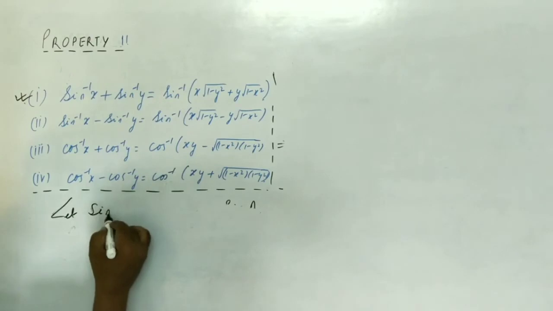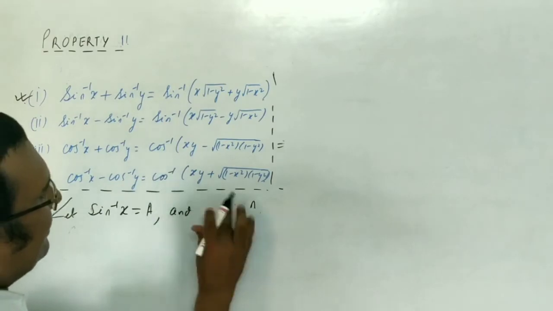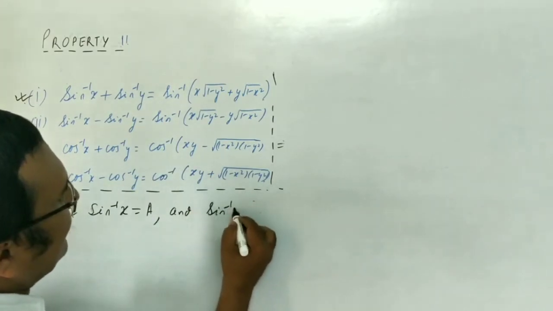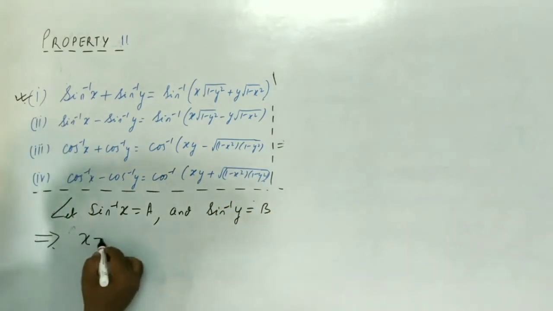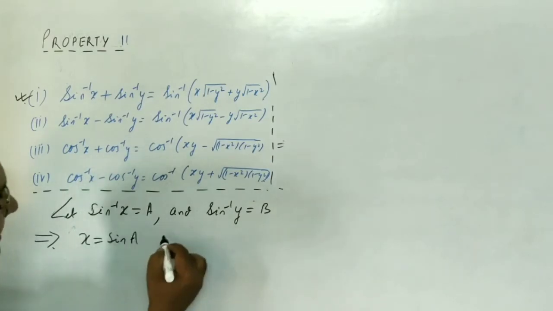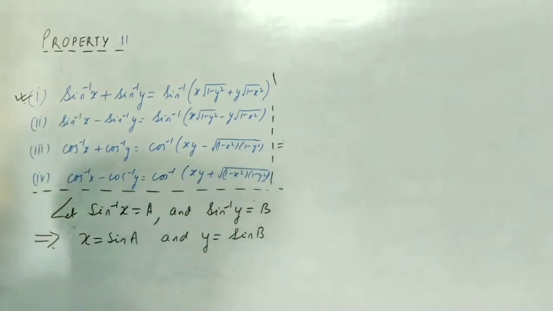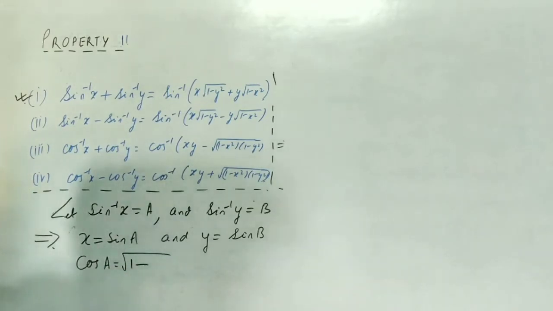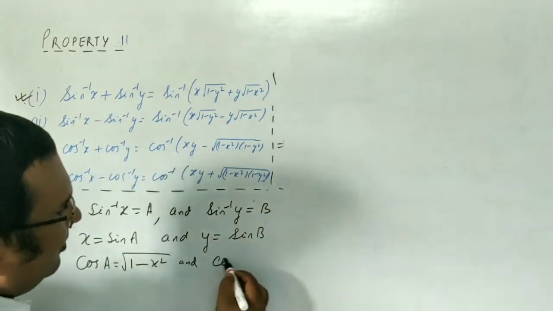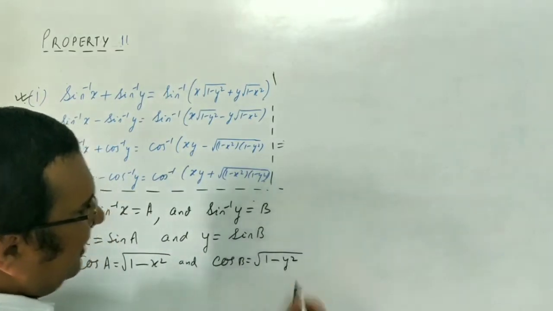Let sin inverse x be A and sin inverse y be B. So what I get from here? x is equal to sin A and y is equal to sin B. So from here I can get cos A is equal to root of 1 minus sin square A, sin square means x square, and cos B is equal to root of 1 minus sin square B, 1 minus y square.